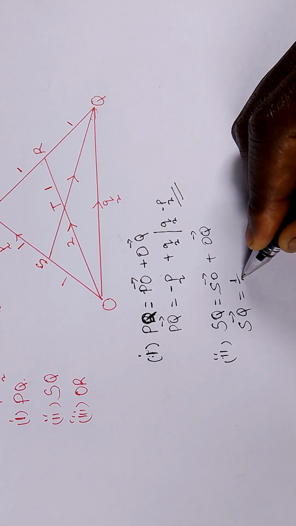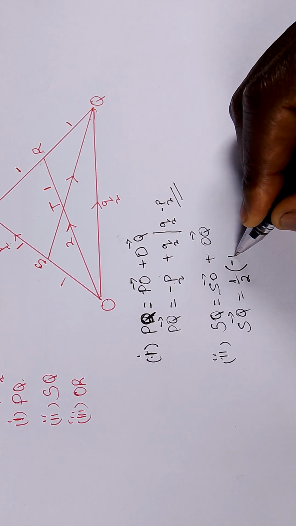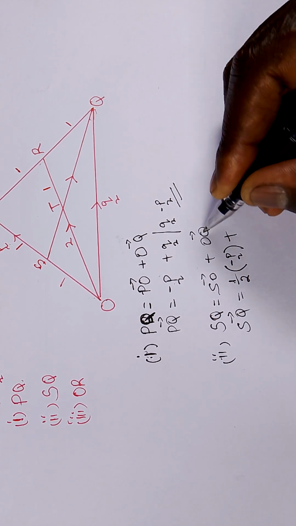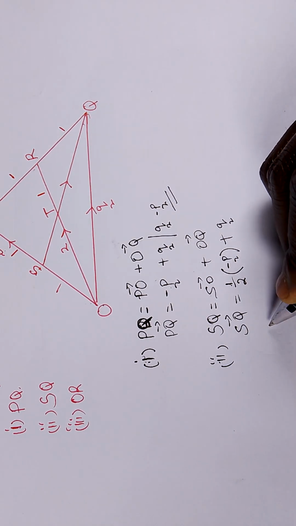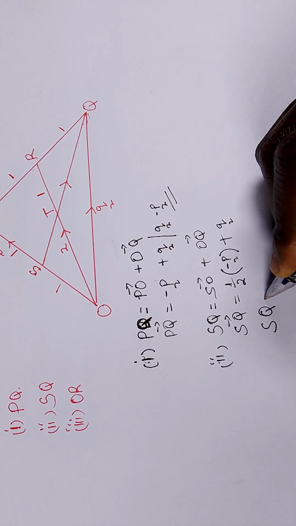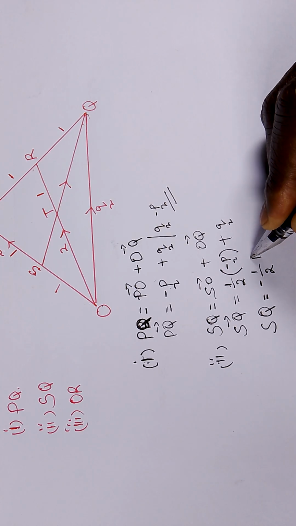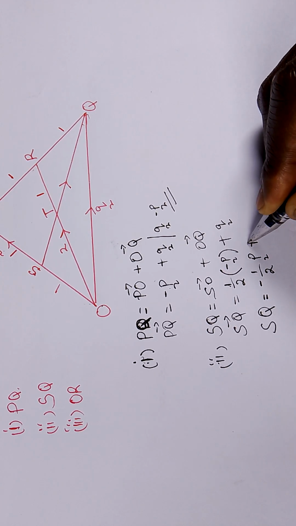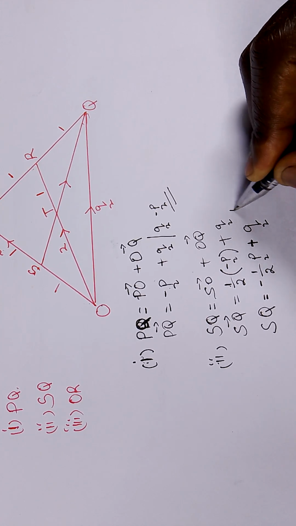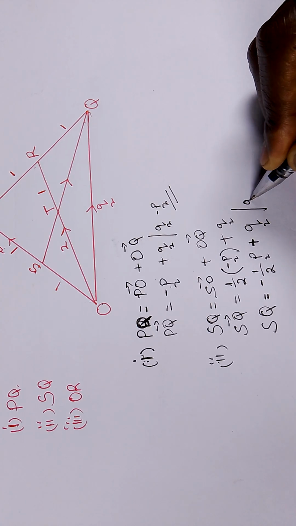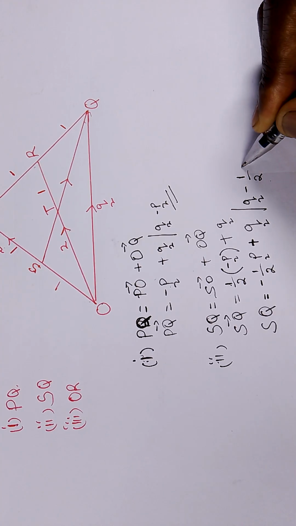So it will be a half of PO. PO is equal to negative P, plus OQ, which is equal to Q vector. So our SQ will be equal to negative a half P vector plus Q vector. And that will be our answer. SQ is equal to Q minus a half P.